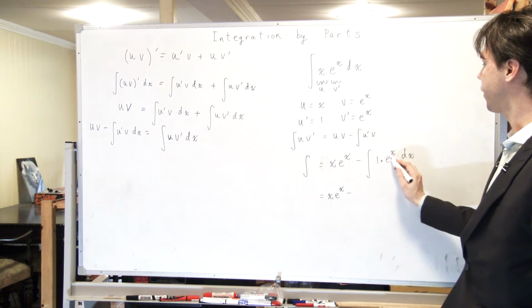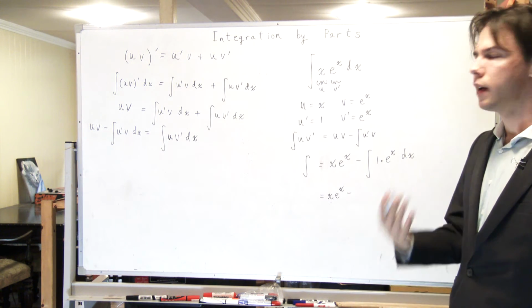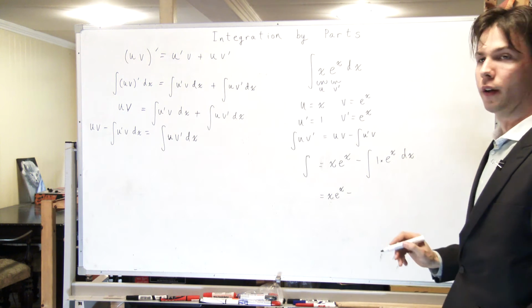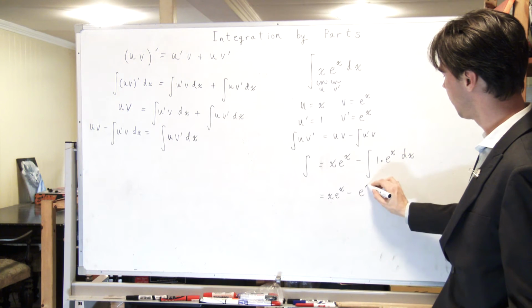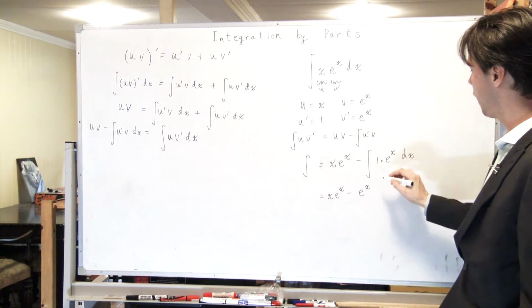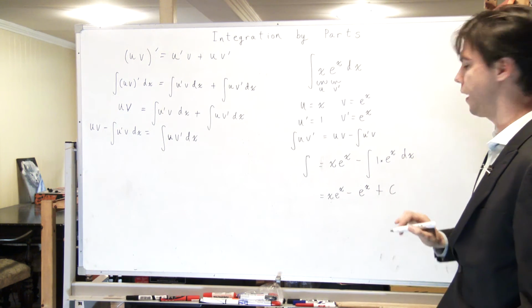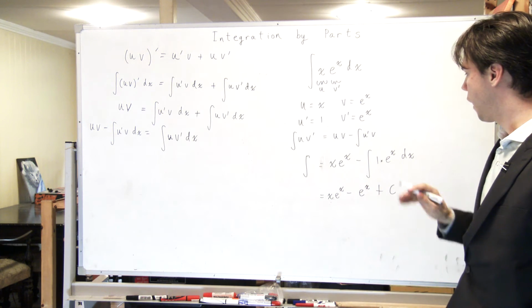now, 1 times e to the x obviously is e to the x. Integral of e to the x is e to the x. And then we always add a constant. So there we have it.